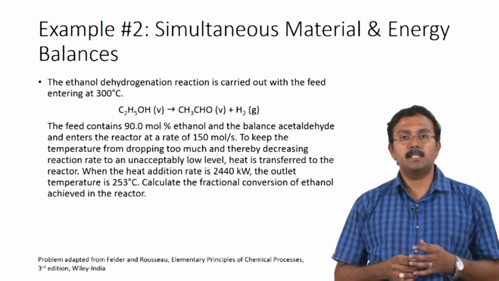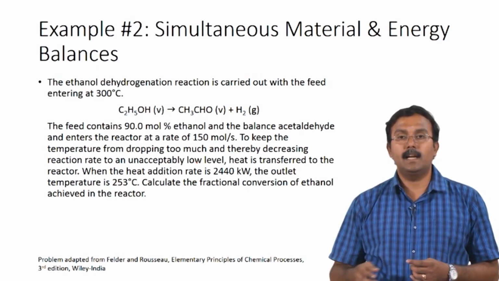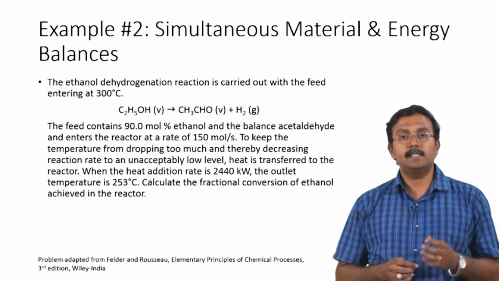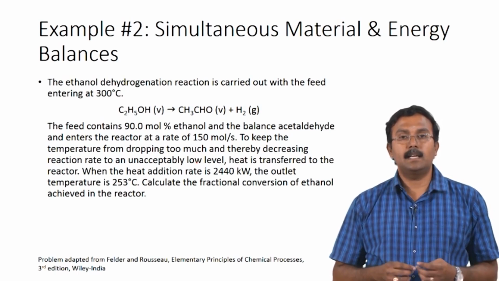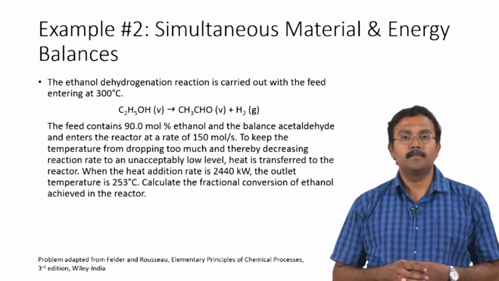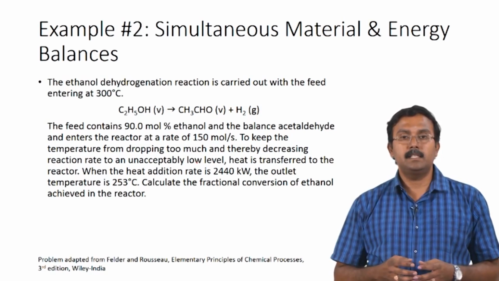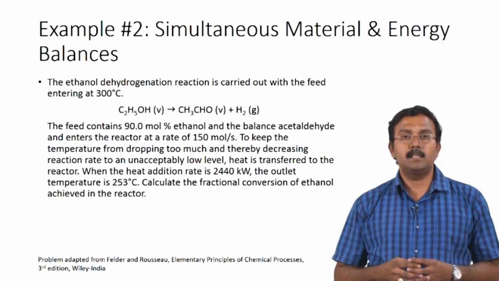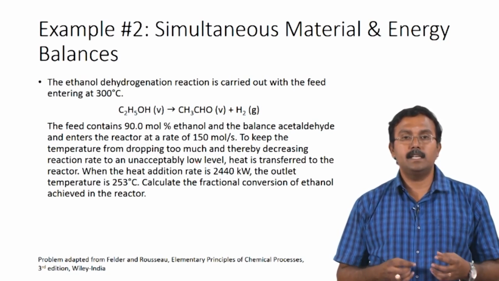The ethanol dehydrogenation reaction is carried out with the feed entering at 300 degrees Celsius. Ethanol gives acetaldehyde and hydrogen. The feed contains 90 mole percent ethanol and the balance is acetaldehyde, and this enters the reactor at a rate of 150 moles per second. To keep the temperature from dropping too much and thereby decreasing the reaction rate to an unacceptably low level, heat is transferred to the reactor. When the heat addition rate is 2440 kilowatts, the outlet temperature is 253 degrees Celsius. Calculate the fractional conversion of ethanol achieved in the reactor.